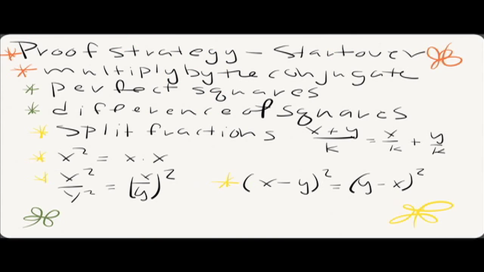Wow, there was a lot going on in that last video. We talked about proof strategies. And a good one is, when you get stuck and it looks like it's not going where you want it to, start over. We also got to multiply by the conjugate. You use that so much. And algebra. You use the perfect squares. Multiplied that out. Difference of squares too. You also did some arithmetic. You split fractions. You saw x squared is x times x, and a quotient raised to a power is the powers to the quotient. Also, the difference squared is the same as the difference squared in the other order.